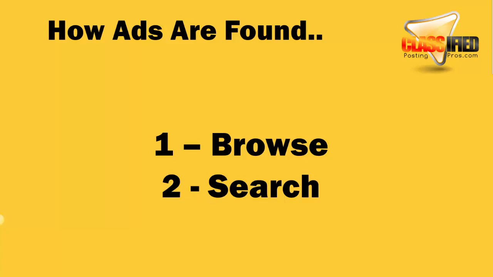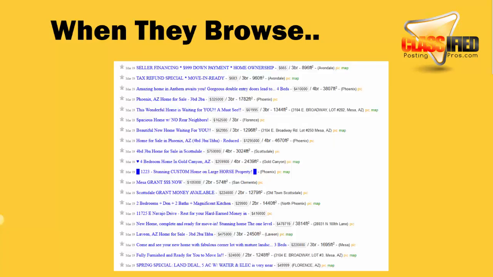So the first thing I want to talk about is that ads on Craigslist are found in two different ways. People will either just browse and look at titles that they see at the top of Craigslist, or they'll actually search for items. They might be searching for homes or such. So let's just take a quick example here.